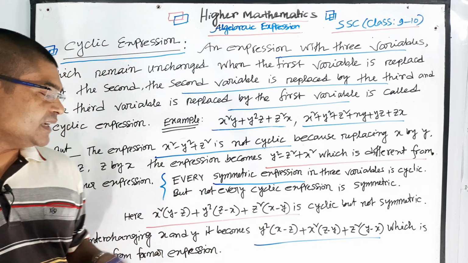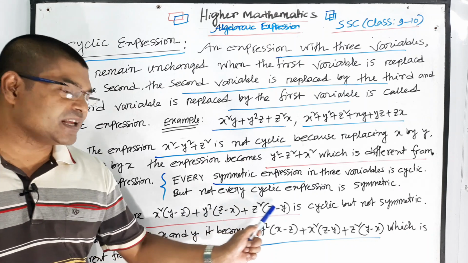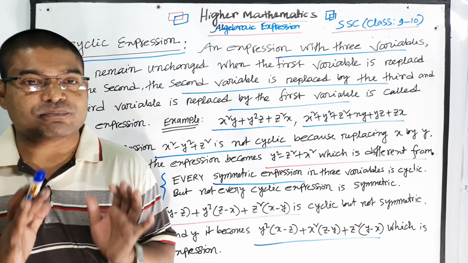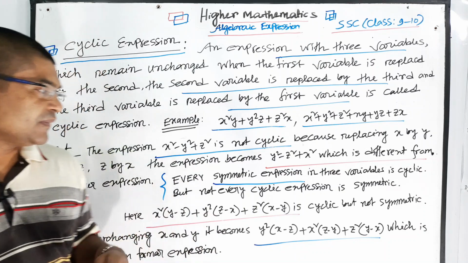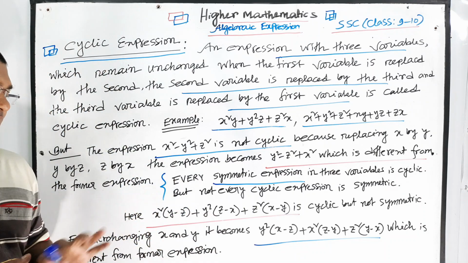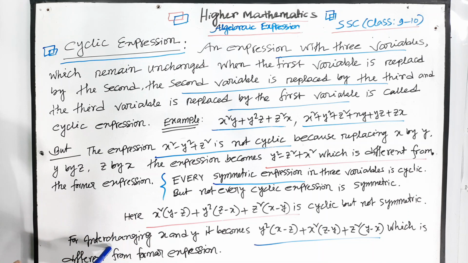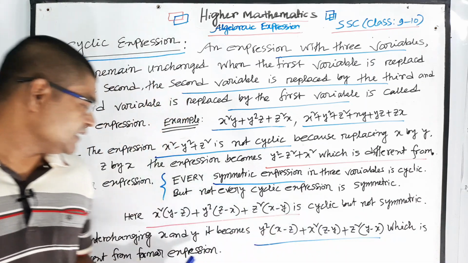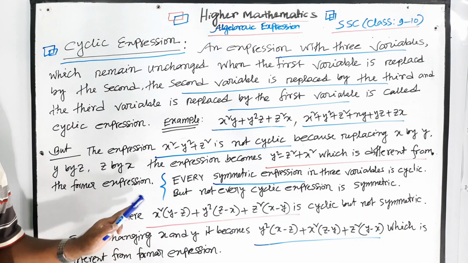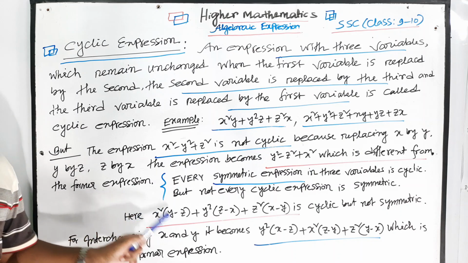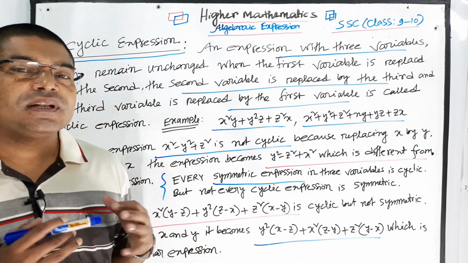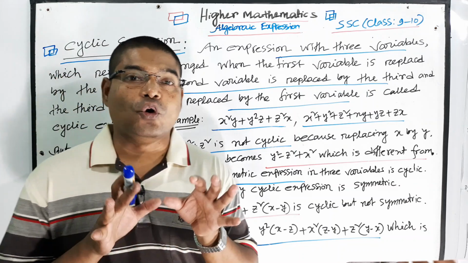But if we can see, here is plus, here is plus, here is plus, we will get x plus y, y plus z and z plus x. But this is cyclic, but this is not. If we interchange x and y, it becomes like this, which is different. So this is cyclic, not symmetric.